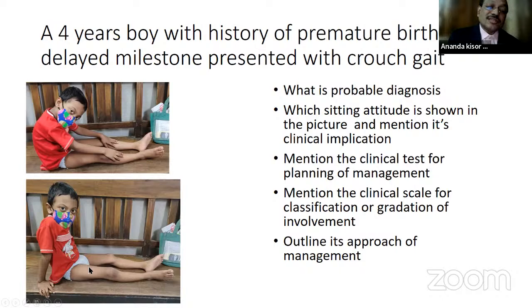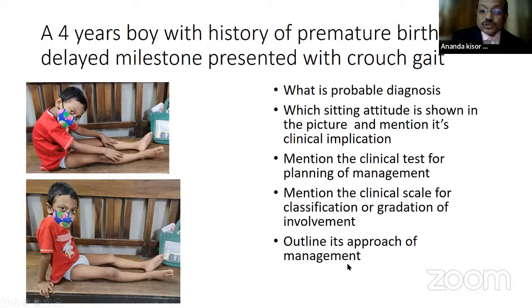So this is known as a tripod. You see, this looks like a tripod. So basically it's a tripod situation, and that indicates hamstring spasticity. Now mention the clinical test for planning the management. It is the popliteal angle measurement. Mention the clinical scale for assessment and gradation of the involvement. It is the GMFC score, and for the tone it is the Ashworth scale.